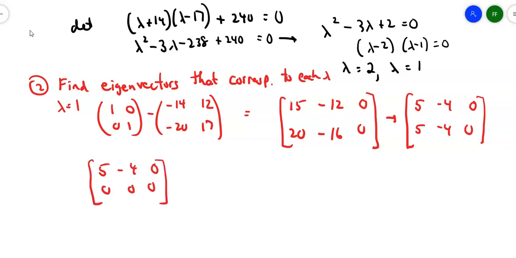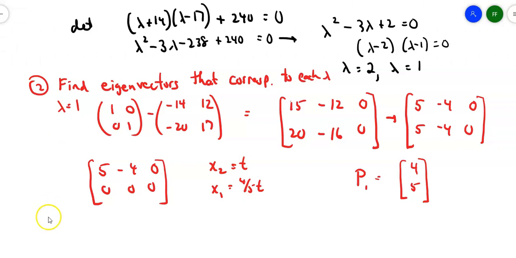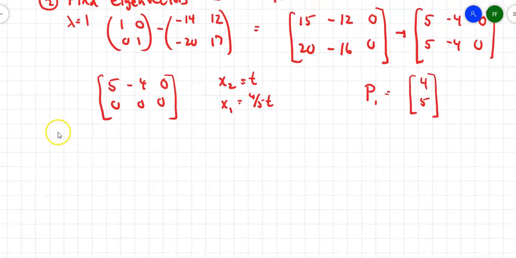And I set up my parameters. X sub 2 is t. So x sub 1 is going to be 4/5 of t, because I move the 4 over the other side and divide by 5. Maybe it would make it easier if I multiplied through by a 5, and so I got 4, 5 as my first basis vector. Okay, now let's do it for lambda equals 2.